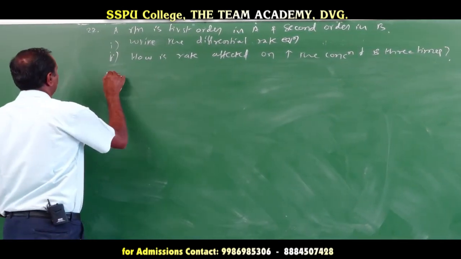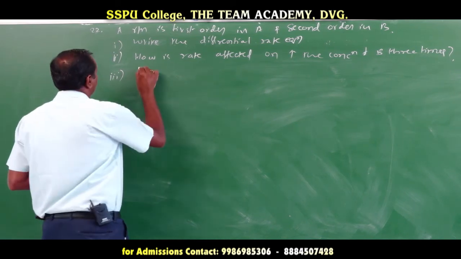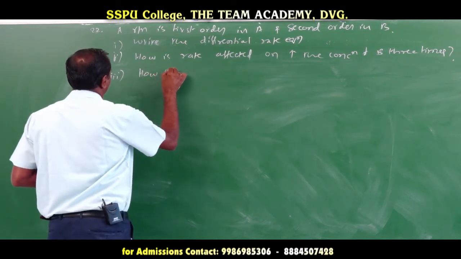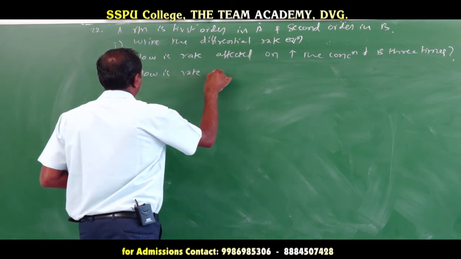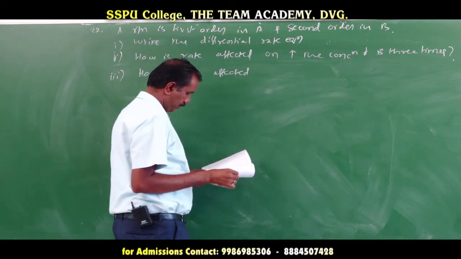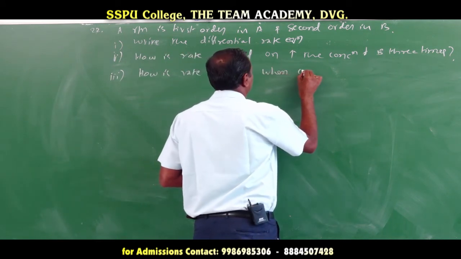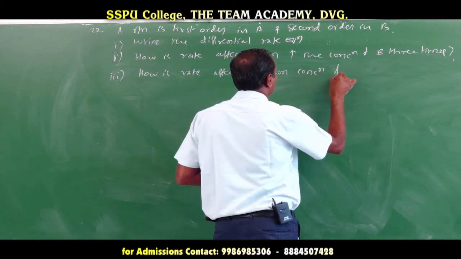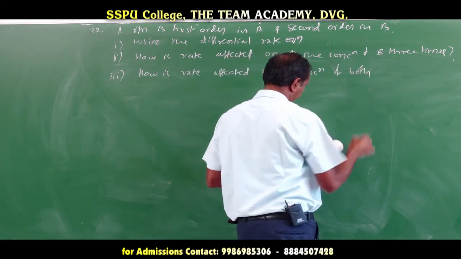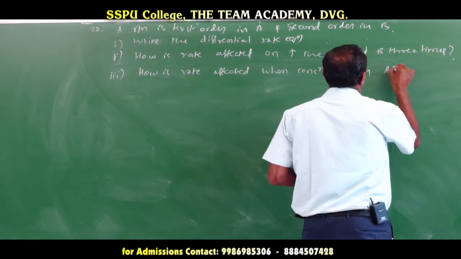Then third one, how is rate affected when concentration of both A and B are doubled?